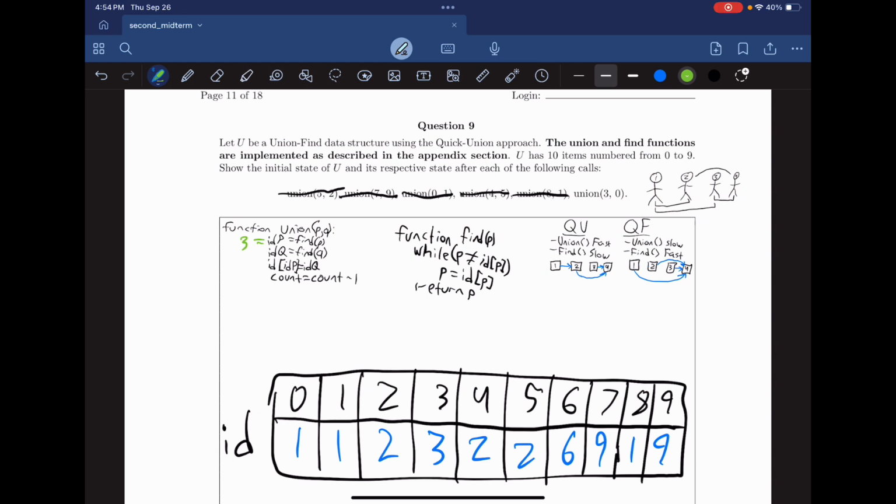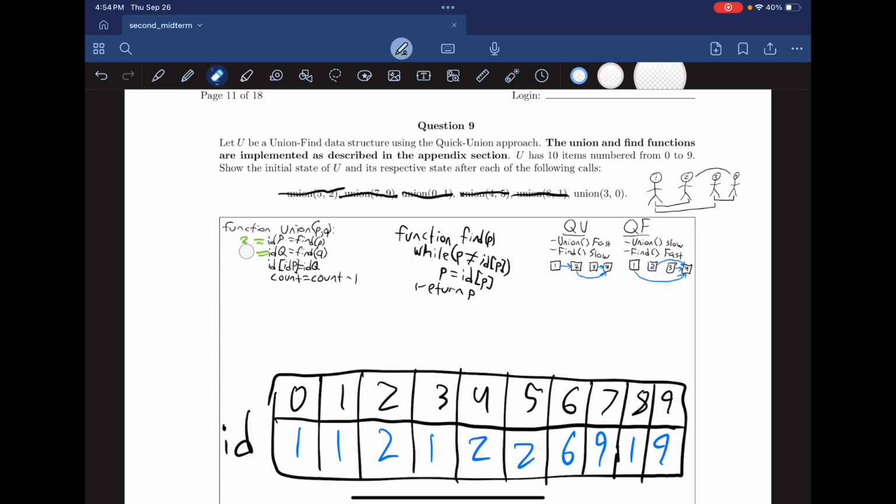Next we have 0. We do find of 0, so we're going to check the index 0. We're going to see, is it equal to its value? No. Find of 0 finds that the 0 index is not equal to its value of 1. So we go to the index with that value of 1, and we check again. Is 1 equal to its value 1? Yes, it is. So we go ahead and return value 1. ID of IDP equals IDQ, so ID of 3 equals 1. So we go ahead and replace 3 with 1.